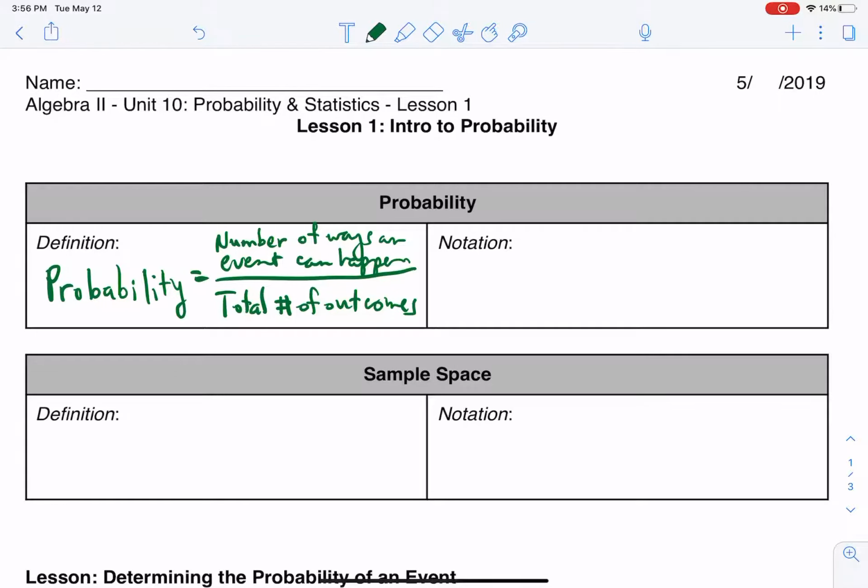Now, the notation that we use to describe the probability of an event occurring, I'll write that here. So the probability of event A occurring, the way we describe that with mathematical notation is P of A.